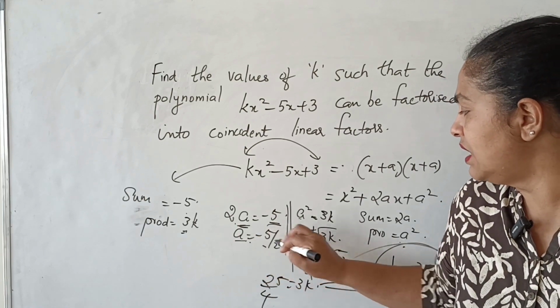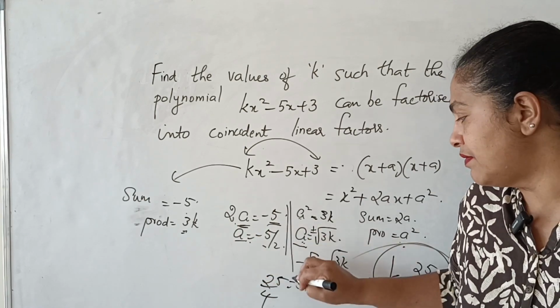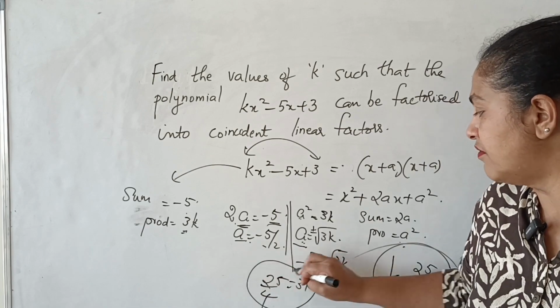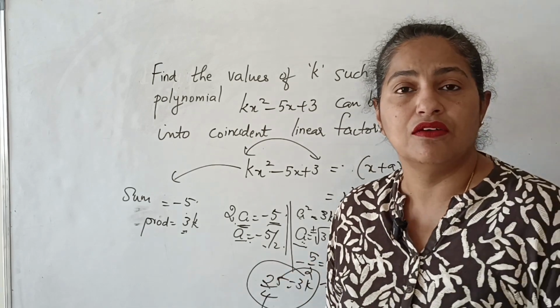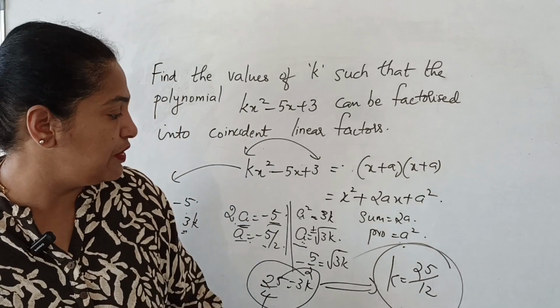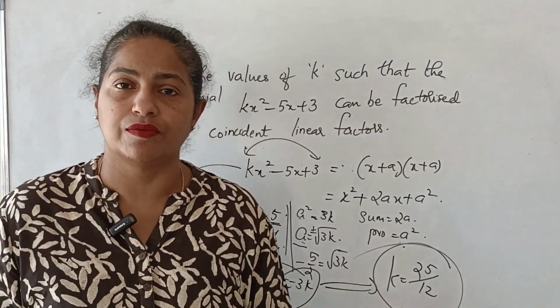Now, both are giving me the values of a. Equating both of them, I got the value of k. Fine. So, I will get k is equal to 25 by 12.